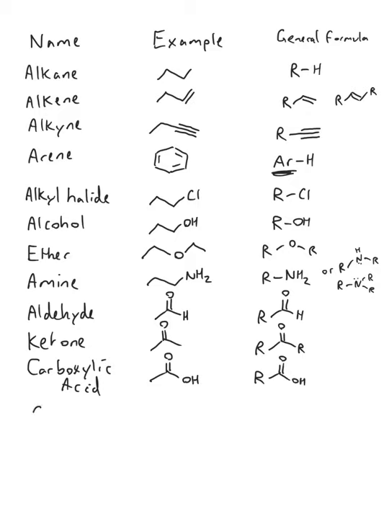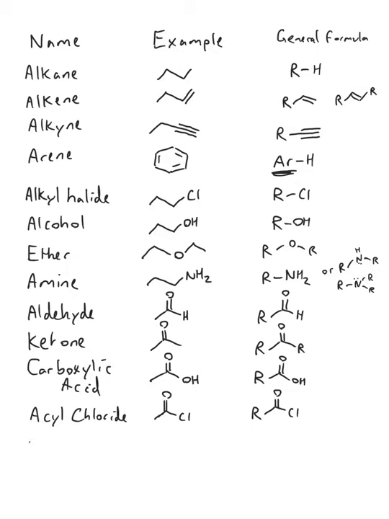We then have acyl chloride. There's an interesting point here. Notice that the name sounds similar to an alkyl halide. Well, that's not a coincidence either. Acyl is the carbonyl part, so that attached to chloride will give you an acyl chloride. If you look at the general formula, it's R carbonyl and a chloride, acyl chloride.